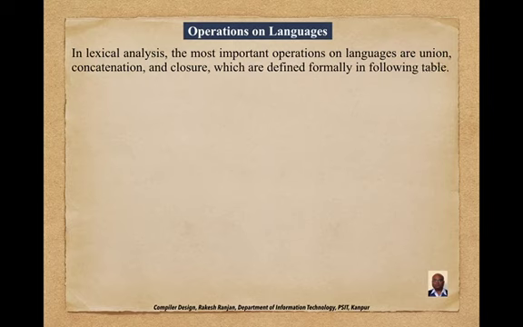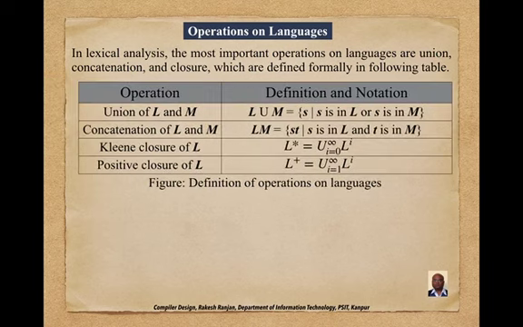Operations on languages. In lexical analysis, the most important operations on languages are union, concatenation, and closure, which are defined formally as follows. The union of L and M, L union M, is the set of strings S where S is in L or S is in M. Similarly, concatenation L dot M is the set of strings ST where S is in L and T is in M. Kleene closure is similarly defined from 0 to infinity. It is the repetition. Positive closure is the part where epsilon is not present.